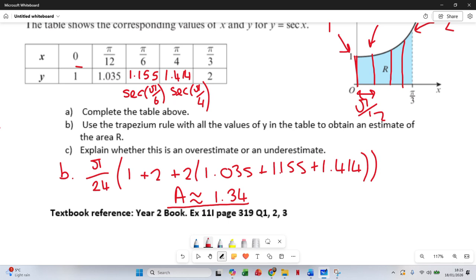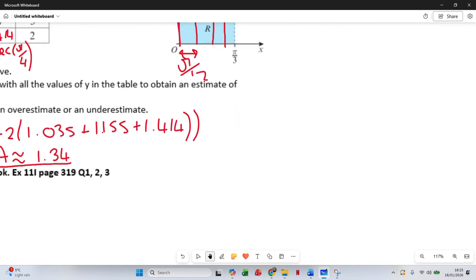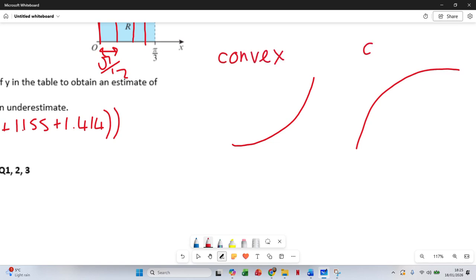And then part C, it says explain if this is an overestimate or underestimate. And this is basically looking at the geometry of the graph. So again, I'm just going to go over here for a sec and explain what I mean. So I'm going to draw 2 curves like so. So this is a convex curve. And this is concave. And the way I remember it is a concave looks like a cave, as in you could get under it, you could get in that cave, whereas convex, you can't.